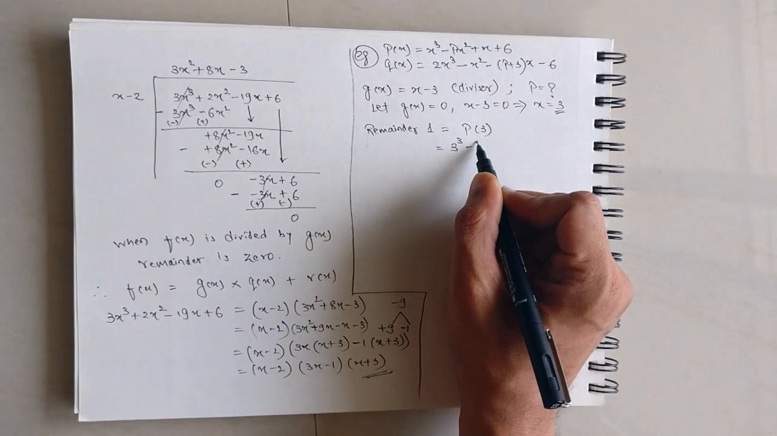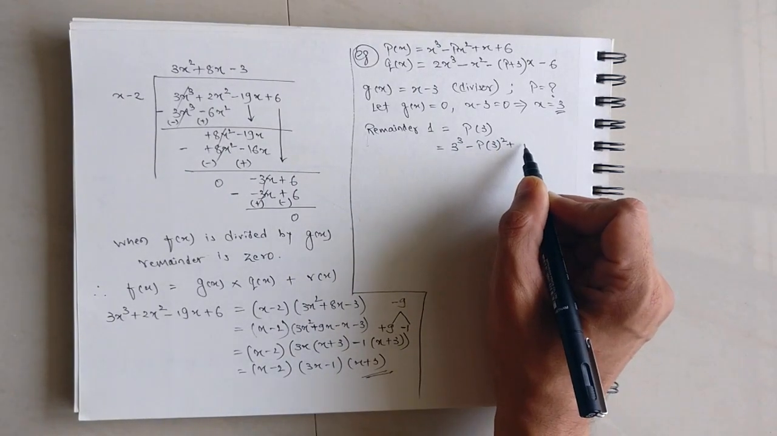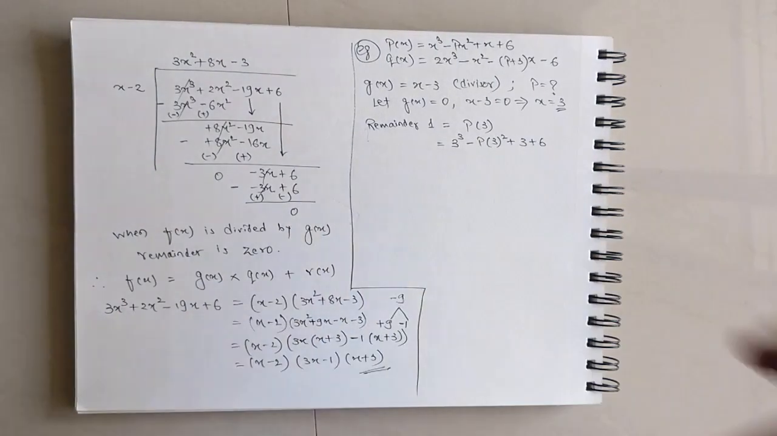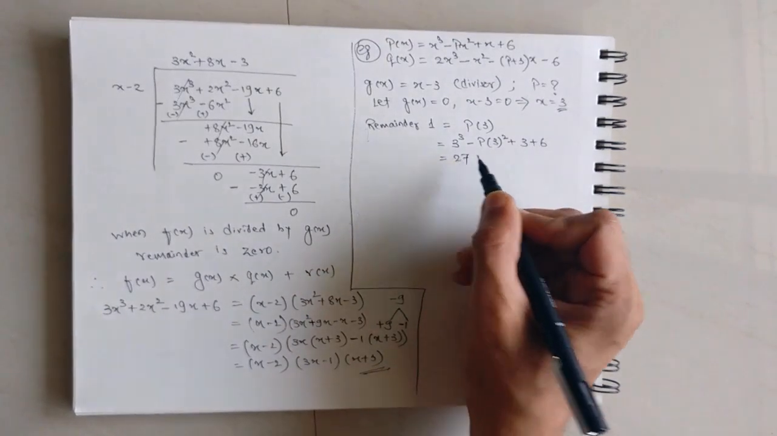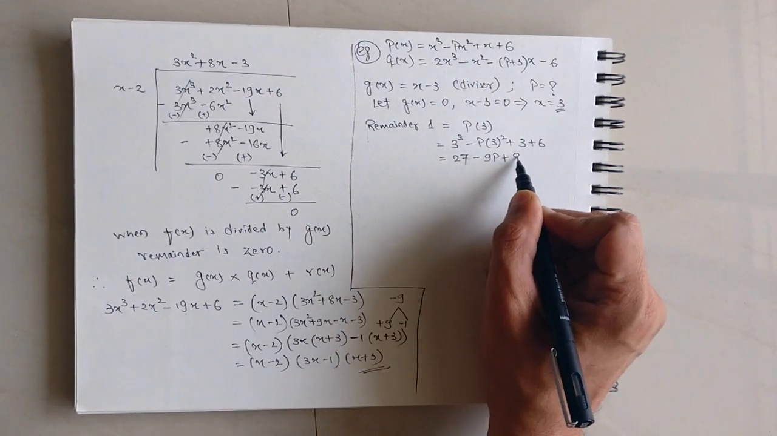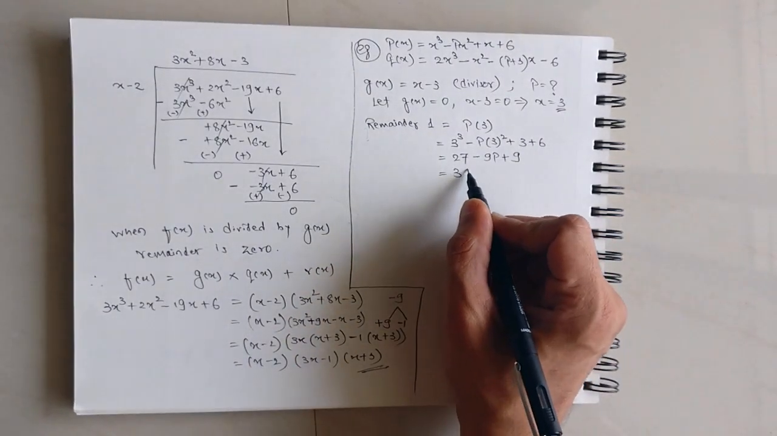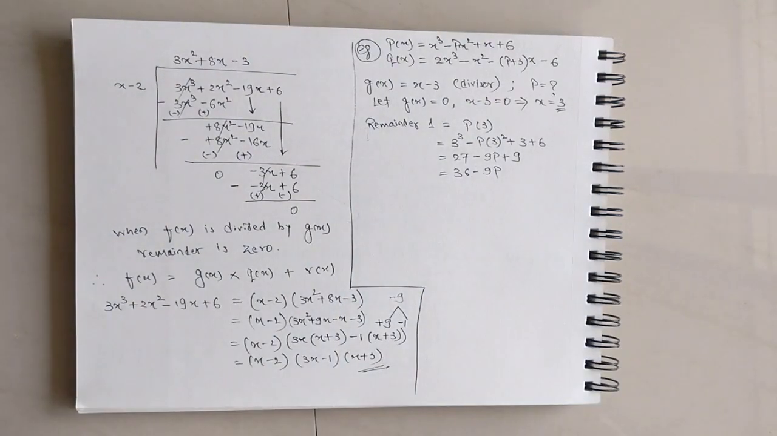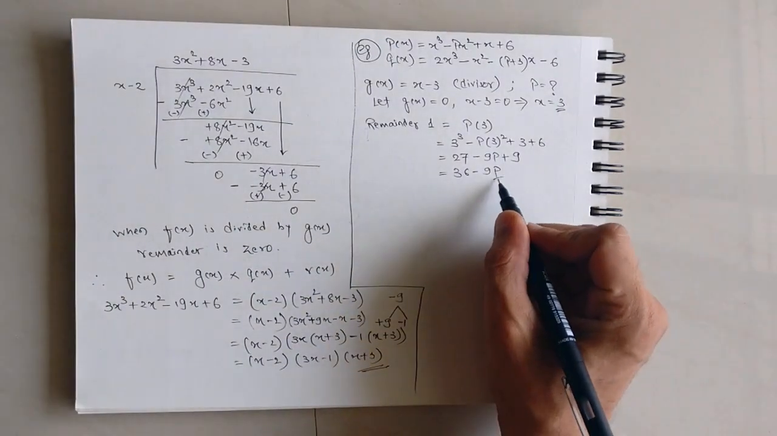So 3 cube minus p into 3 square plus 3 plus 6. So 3 cube is 27 minus 9p plus 9. Okay, 27 plus 9 is 36 minus 9p. So that's what we have got by putting the value of 3 in the first polynomial. Now that's the first remainder.